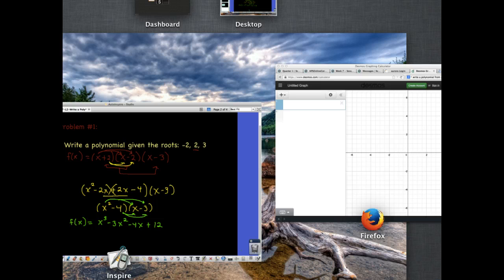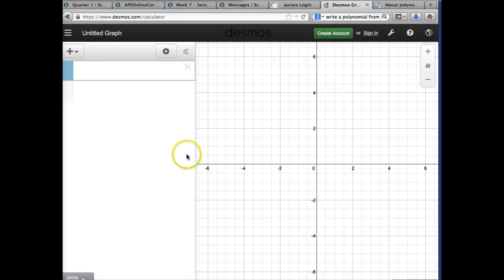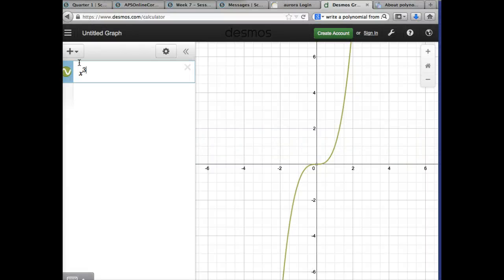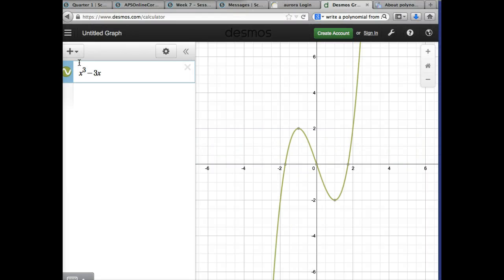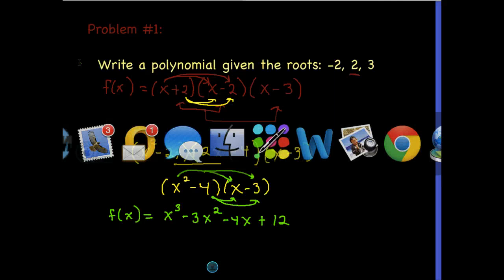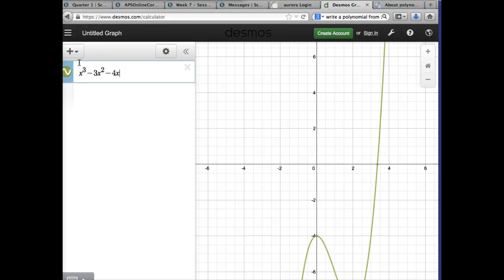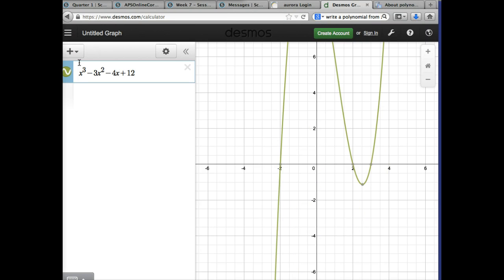And here we go. So what we need to do is type in here x cubed minus 3x squared minus 4x plus 12.